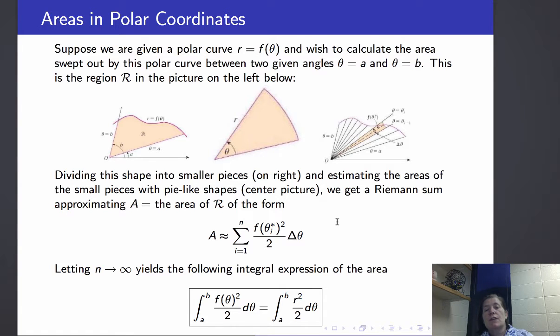And of course, if I take the limit as n goes to infinity of that sum, then from my work in Calculus 1, I know that that limit is the integral from A to B of f of theta squared over 2 d theta. And f of theta is r here, so this is the integral from A to B of r squared over 2 d theta. And this is exactly the area trapped between this curve r equals f of theta and the lines theta equals A and theta equals B.